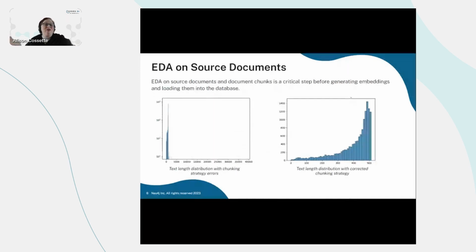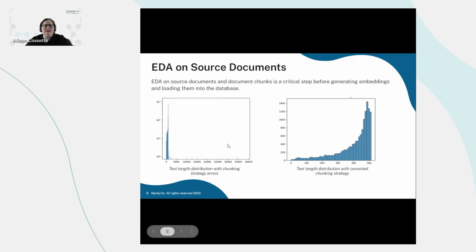Well, as always, we always start with the EDA, right? It's always our first go-to. So for example, in this instance, we're looking at EDA on source documents. We know that these source documents were chunked into 512 characters. And when we look at the actual text length of each of those pieces, we want to be able to see what are those chunk lengths.